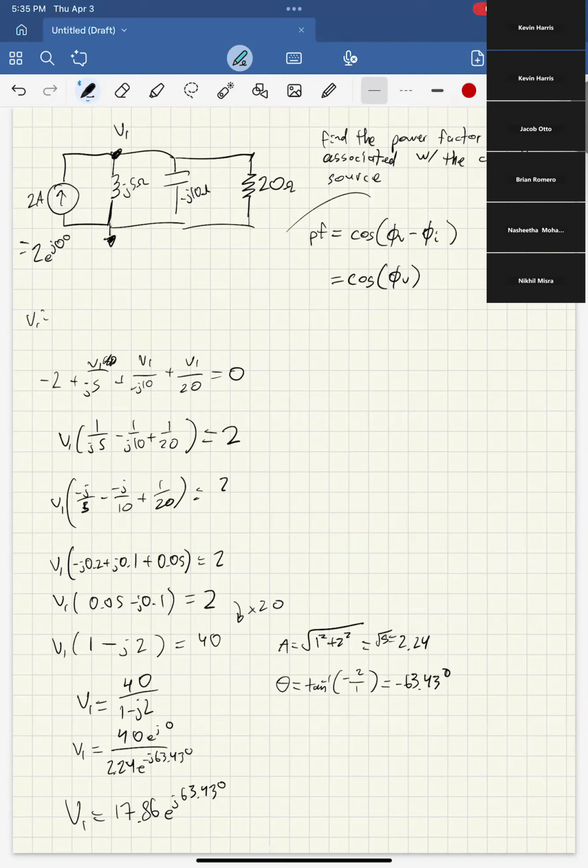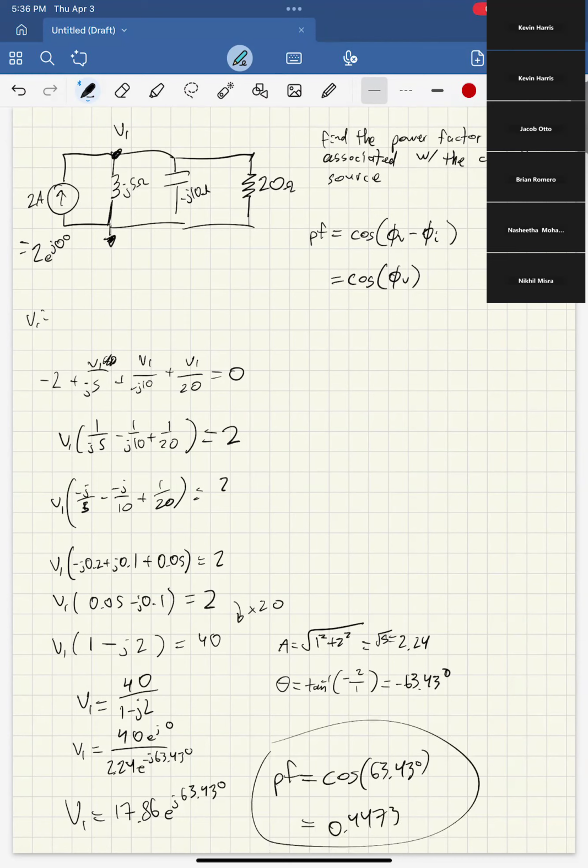Okay. And then remember, don't forget what the question asked you to find. It asked you to find the power factor, and the power factor is very simply the cosine of the phase of the voltage. We know the phase of the voltage because we just solved for it. So the power factor is very simply cosine of 63.43, which is 0.4473. Wow, look at that. We're so good at circuits. And that would be your answer.